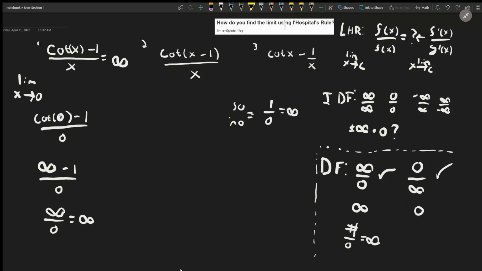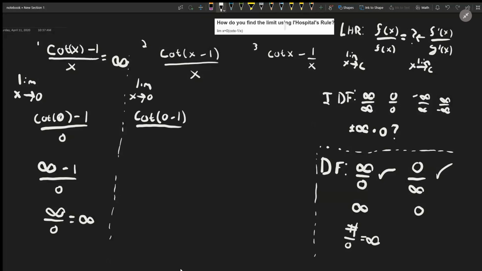Case number 2 is very, very similar. Once again, we're going to let the limit as x approaches 0. So that's going to give us cotangent of 0 minus 1 divided by 0. Well, cotangent of 0 minus 1 is just cotangent of negative 1 over 0.